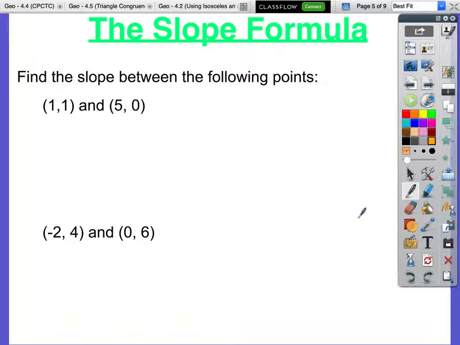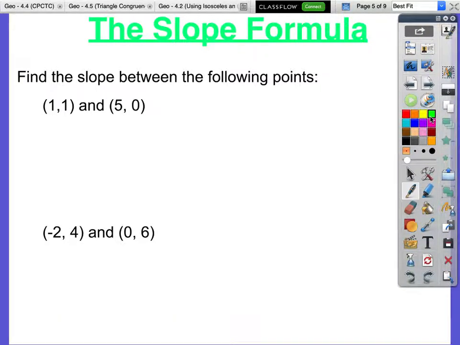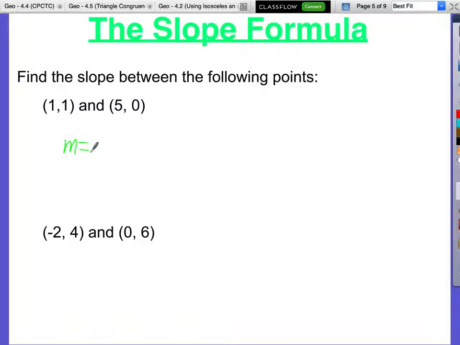So we're going to go through this top one together, and then we'll do the bottom one individually after that. So let's do this top one together. Who can tell me our formula for slope? M is equal to y minus y over x minus x. Or y2 minus y1 over x2 minus x1. And then, can I get a volunteer to substitute them in? Grace.